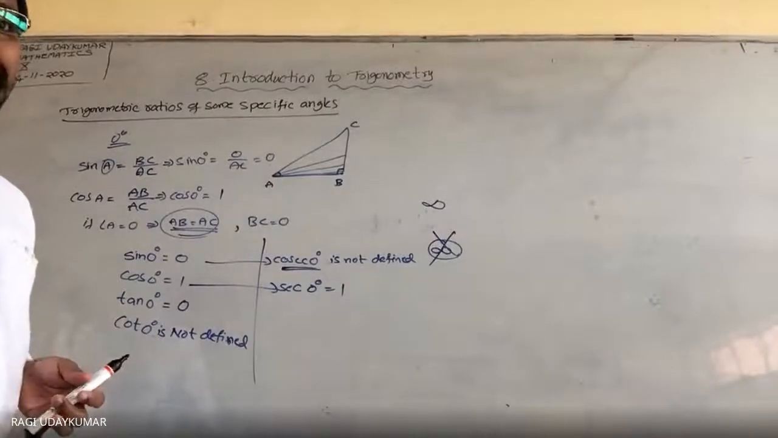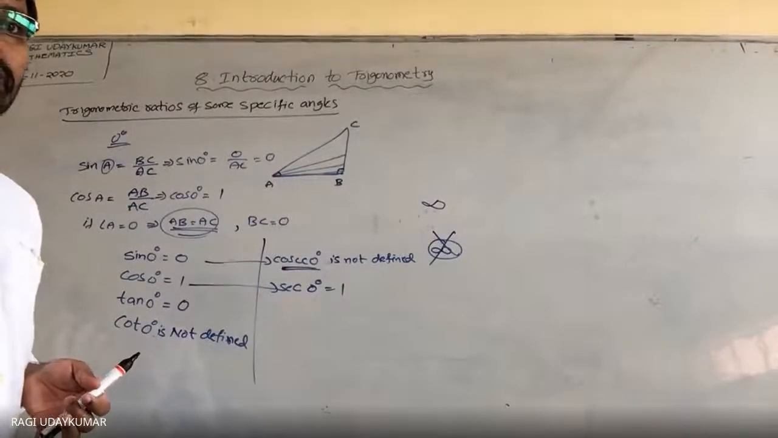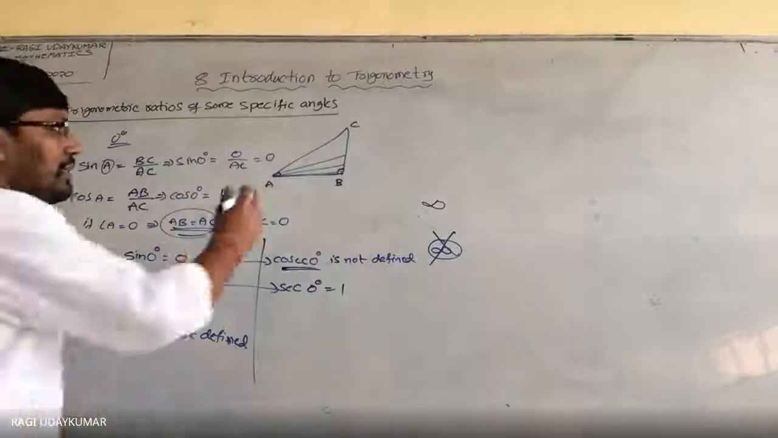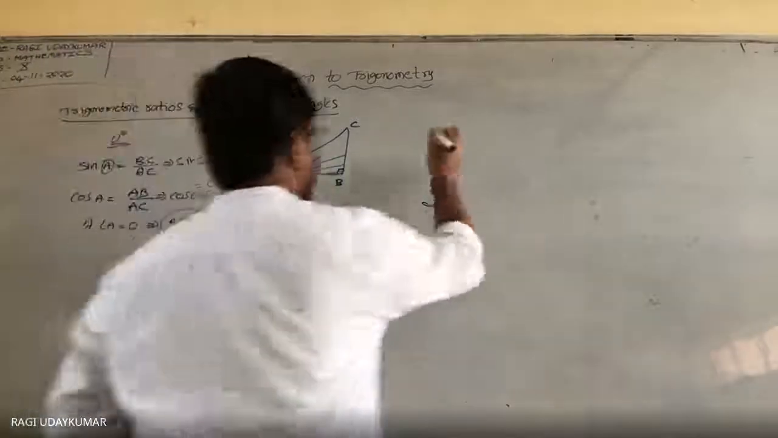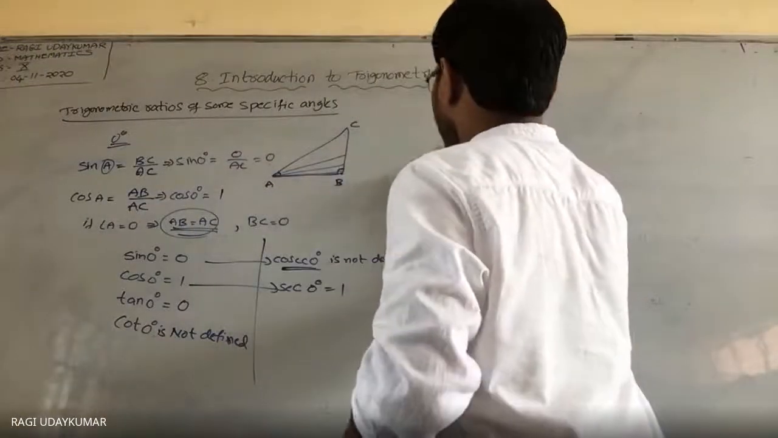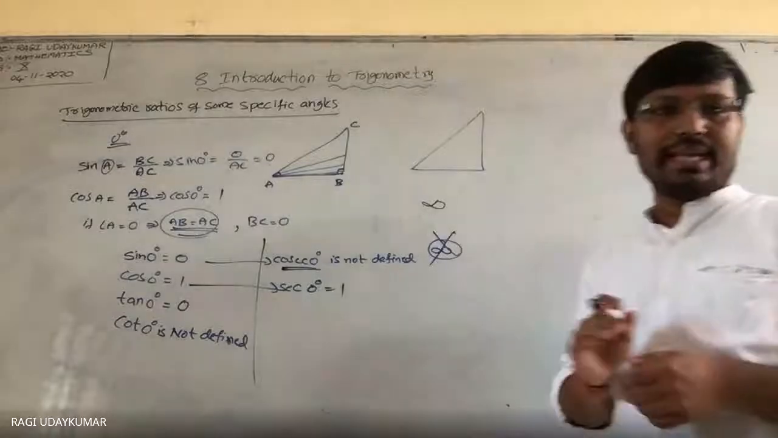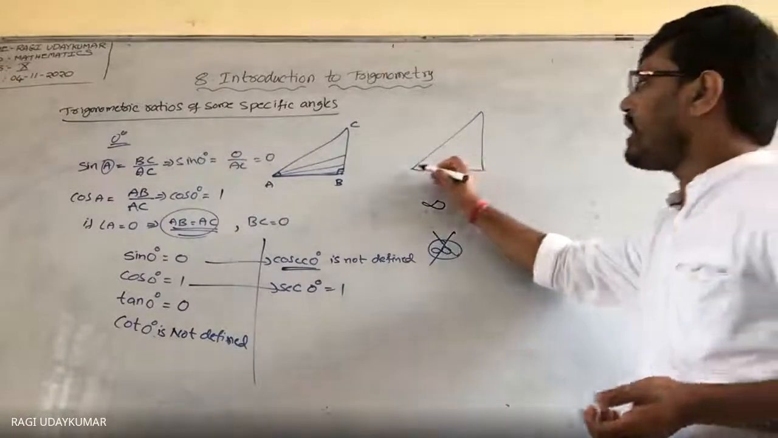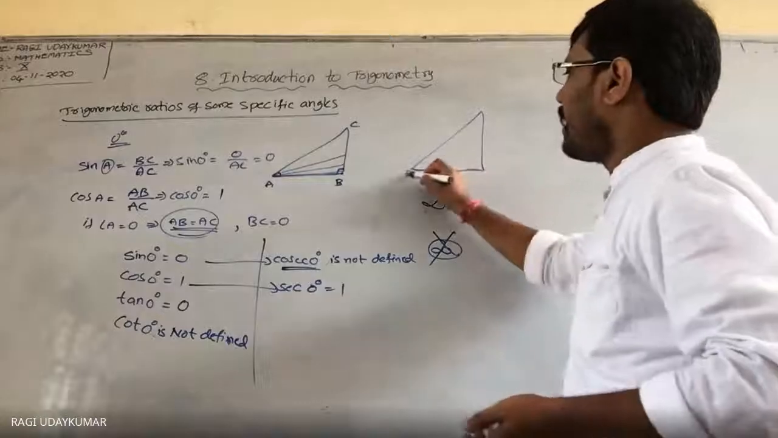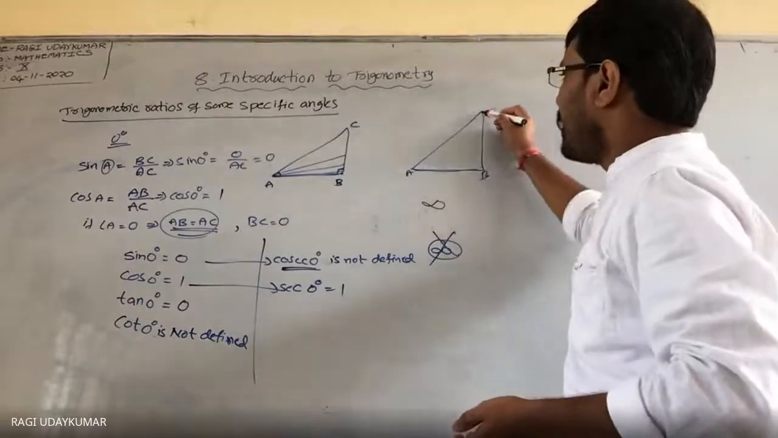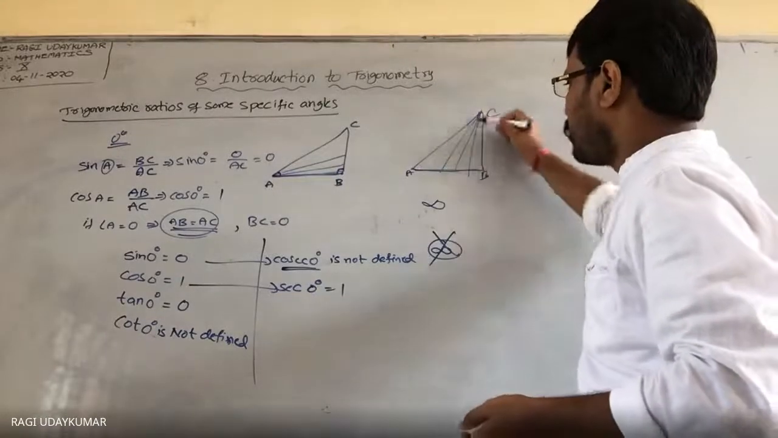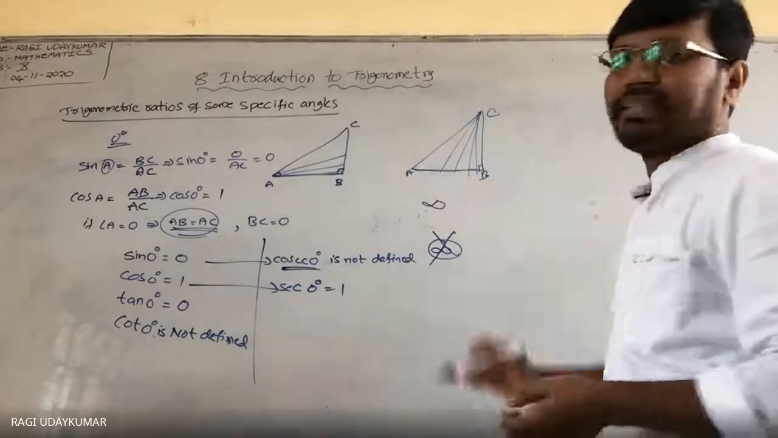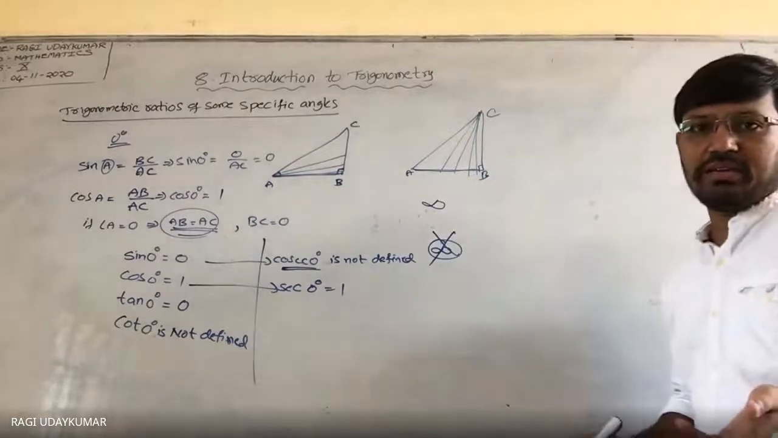So if you want to do 90 degrees, what to do? Same thing. Here is the triangle A, B, C. If I want to make this angle 90 degrees, I bring this line over here. Now this angle also becomes equally large.